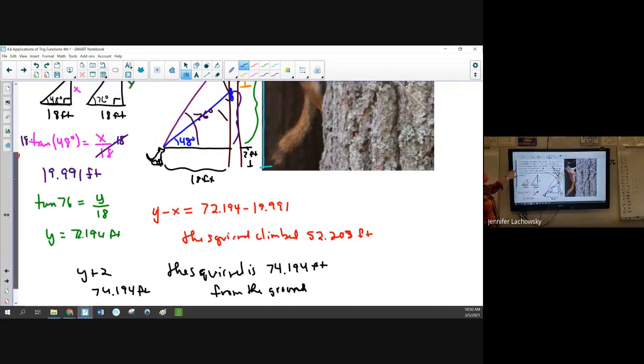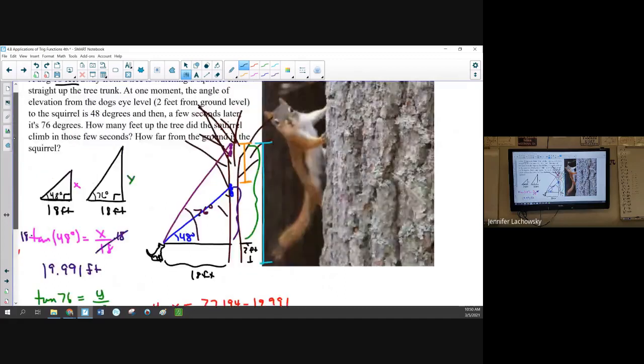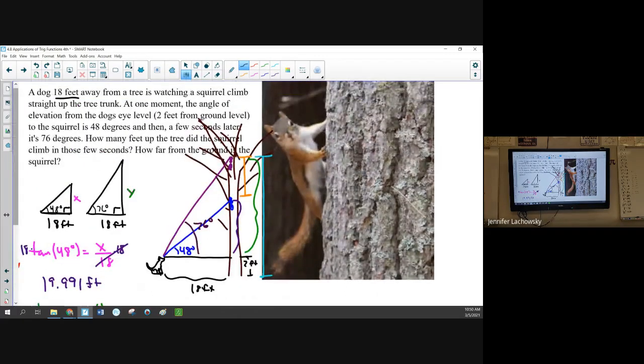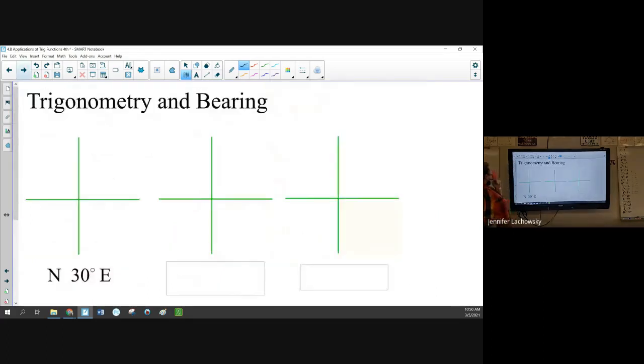Okay. So, like I said, we're kind of limited to right triangle trigonometry, but that actually makes it easier because you know that that's the kind of situation you're going to be dealing with. Okay. Let's talk about trigonometry and bearing. So write down trig and bearing, or just bearing. You remember that?